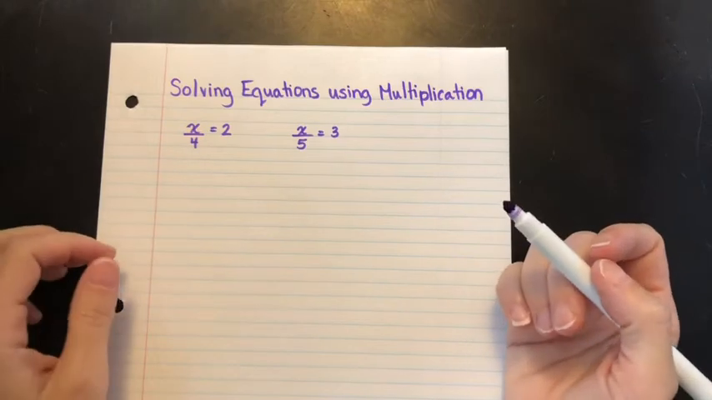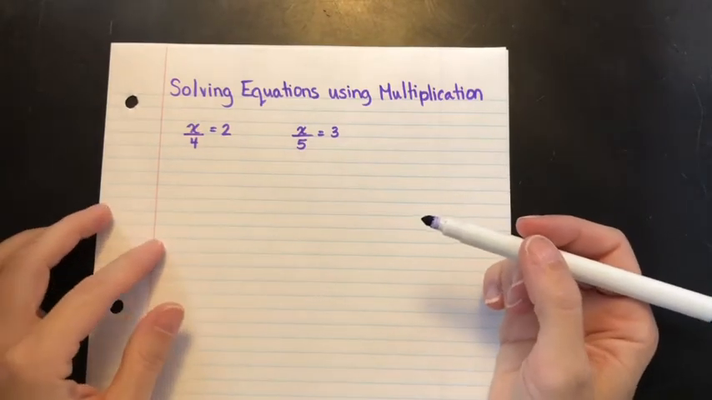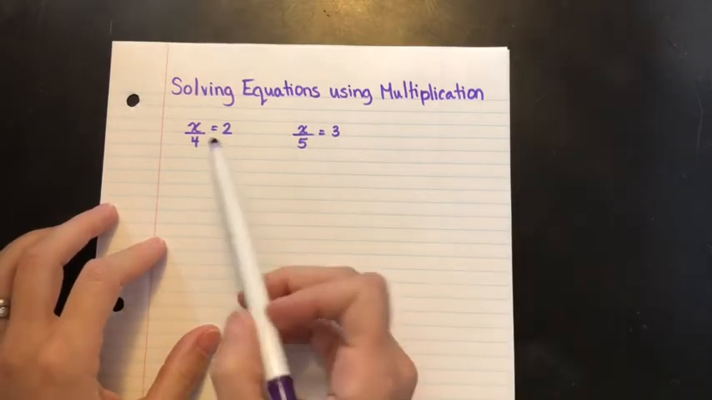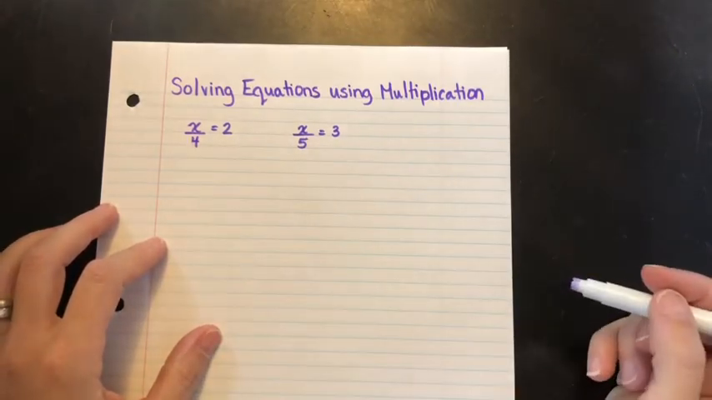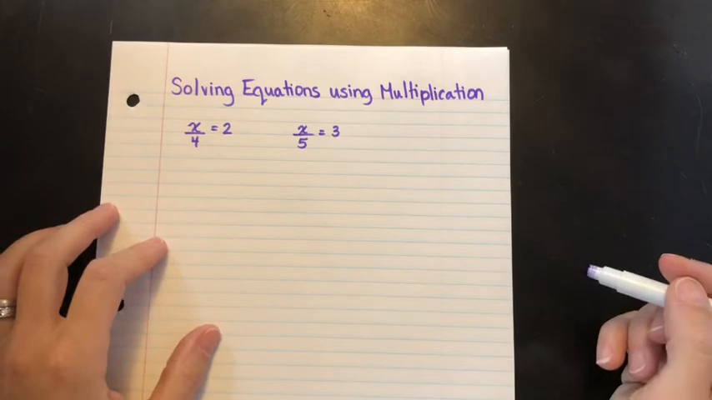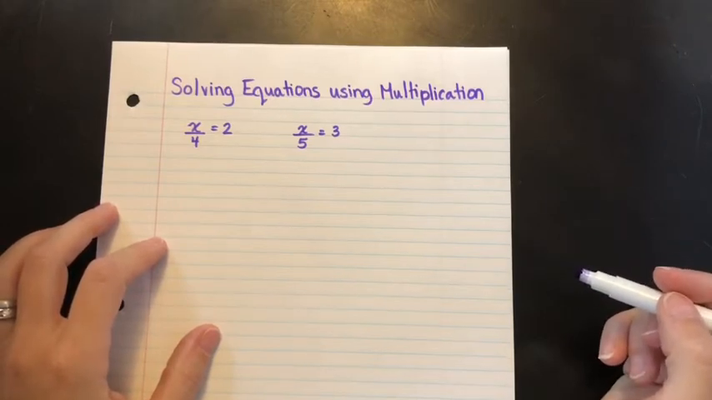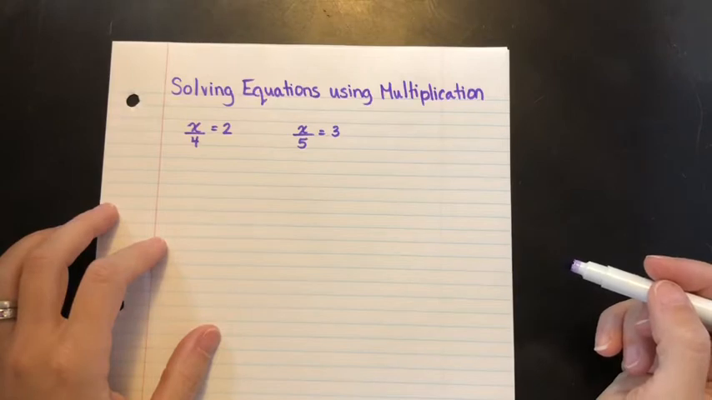And I just want to remind everybody again what our goal is. Remember, the goal is always the same. We want to get the variable, which is the letter, in this case, I've chosen x, we want to get that variable alone. When we have x equals something or something equals x, then we have finished our problem.